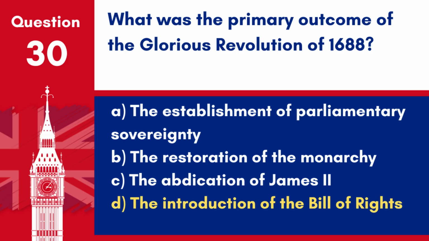Answer: D. The introduction of the Bill of Rights. The primary outcome of the Glorious Revolution of 1688 was the introduction of the Bill of Rights, which limited the powers of the monarchy and laid the foundation for a constitutional monarchy.